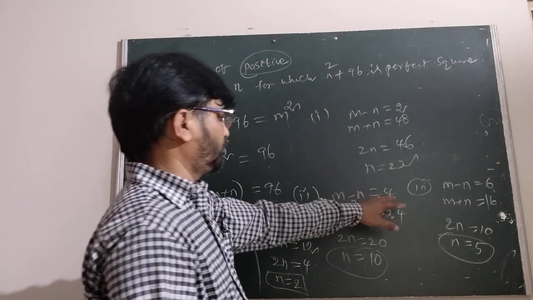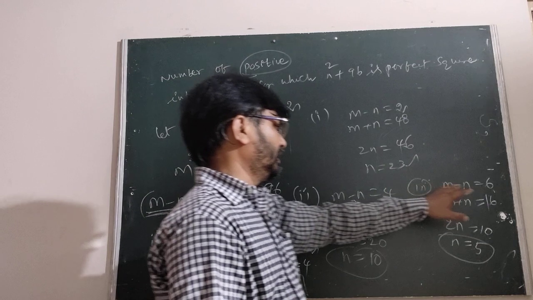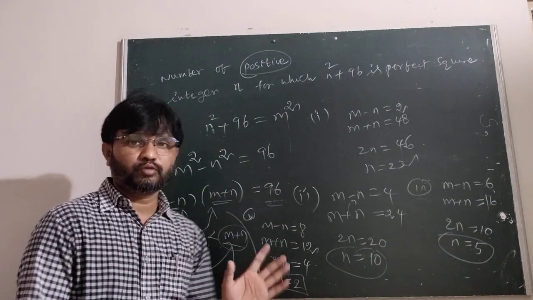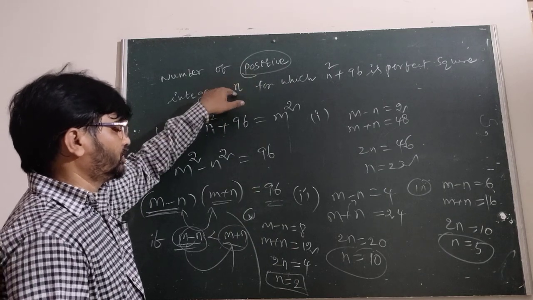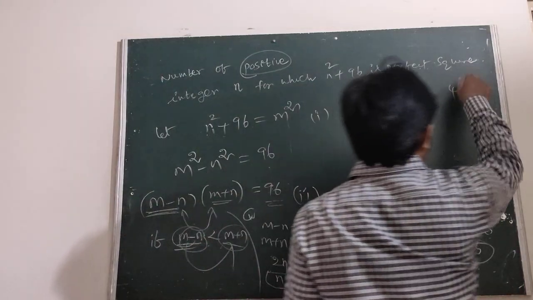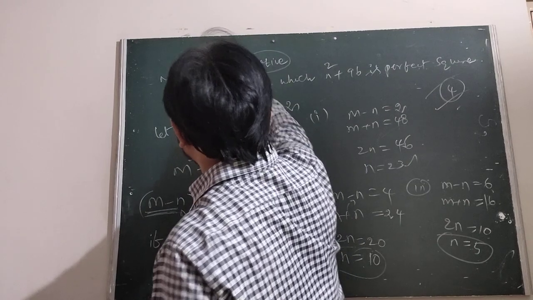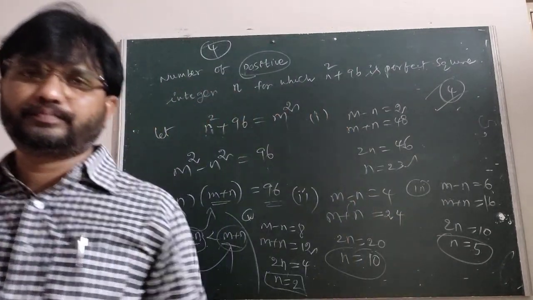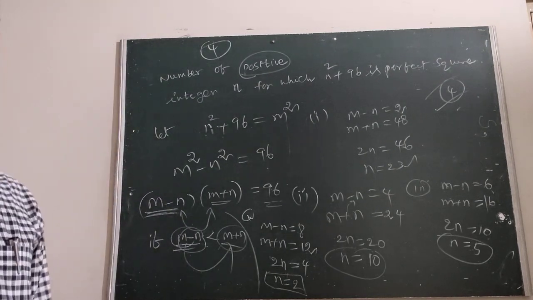m minus n is 4, first m minus n is 12, and m minus n is 4, and m minus n is 6, and finally m minus n is 8. Here the possible cases for positive integer n are only 4 cases. The number of positive integer values of n is only 4. Okay, got it? Right.